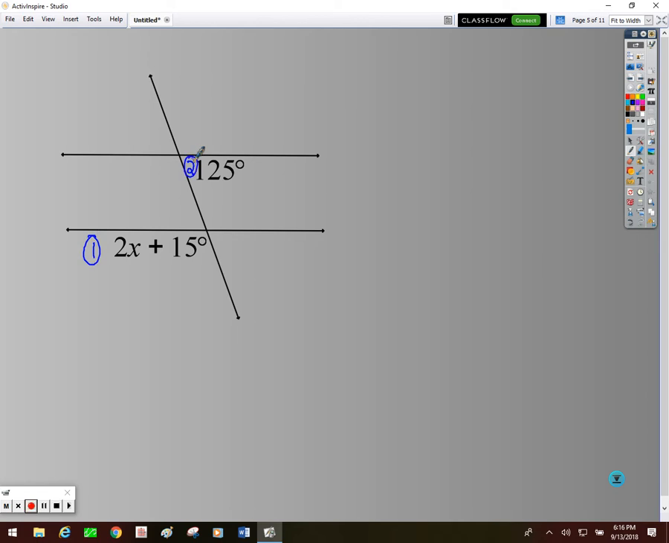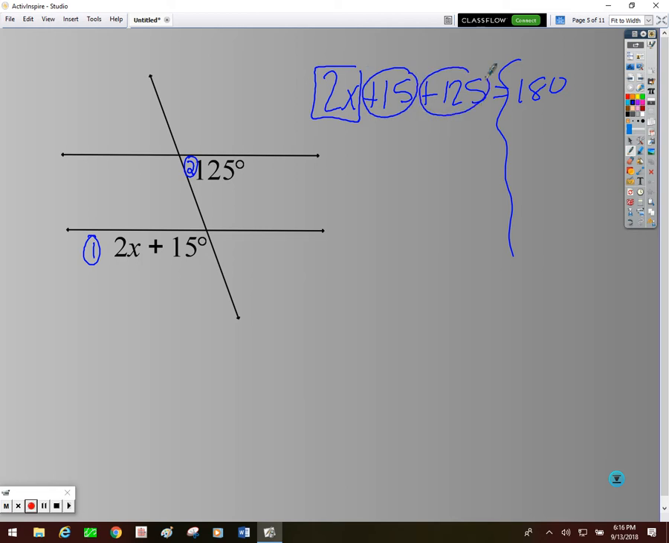So let's set it up. Angle 1 plus angle 2 is equal to 180 degrees. All right? So now we can start combining our like terms. Everything's set up so we have a box around this variable. And again, I like to see these circles. It's just me. You don't have to do it if you don't want to. Some of you liked it today. Some of you said, I don't really need that. Okay, well, if you don't, that's cool.